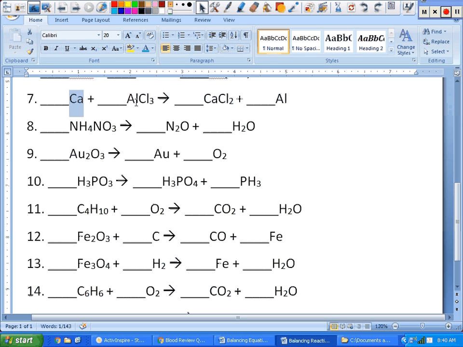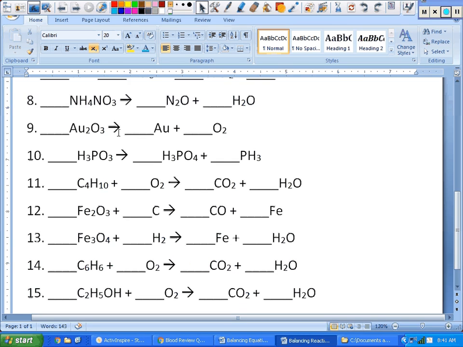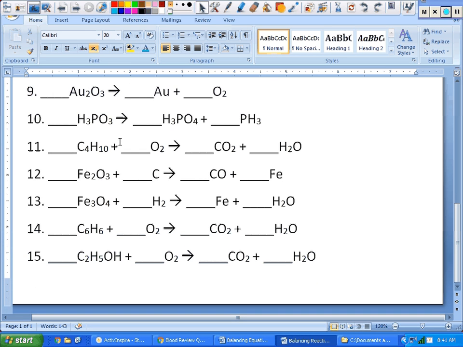All right, number 8, what type you got? Decomp. Number 9, decomp. Number 10, decomp. Wow. Number 11, combustion. Now, number 12 is a little funny. Kind of got to look at it. What is number 12? Single replacement. Since carbon kicked iron out, what does that tell you about carbon? It's more active. Okay? All right, number 13, what you got?